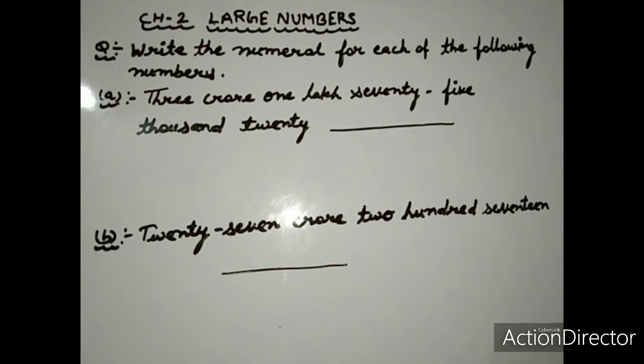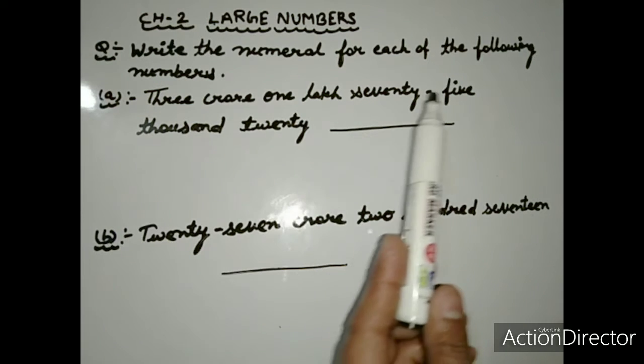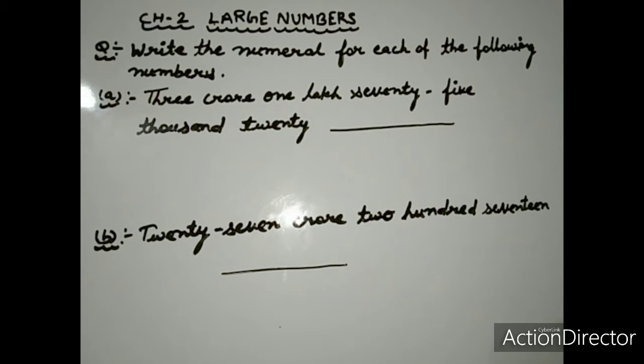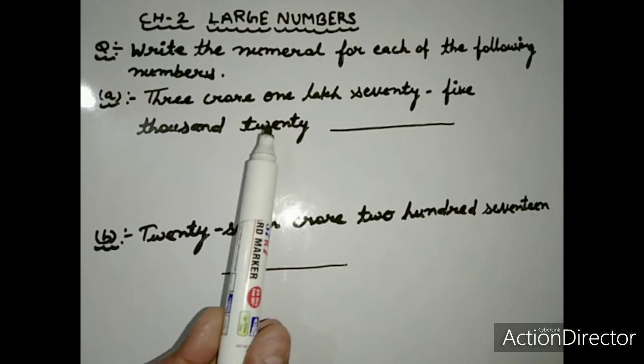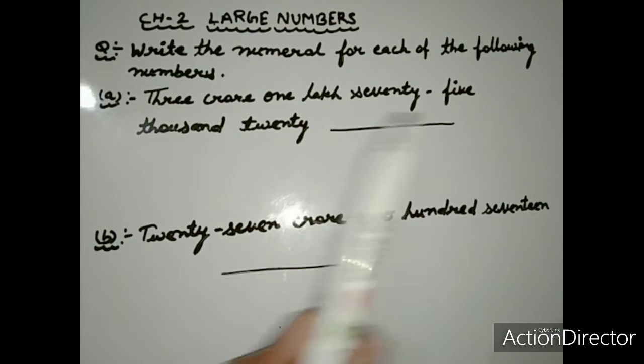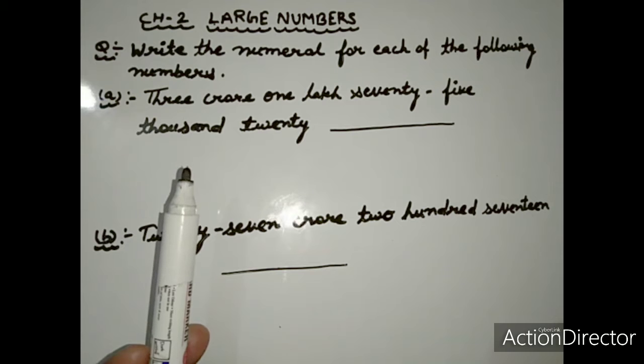Hello students, today we will solve some questions related to chapter number 2, Large Numbers, from exercise 2A. The first question of this exercise is: write the numeral for each of the following numbers. Here the word form of the number is given, like 3 crore 1 lakh 75,020, and we write the numeral of this number.